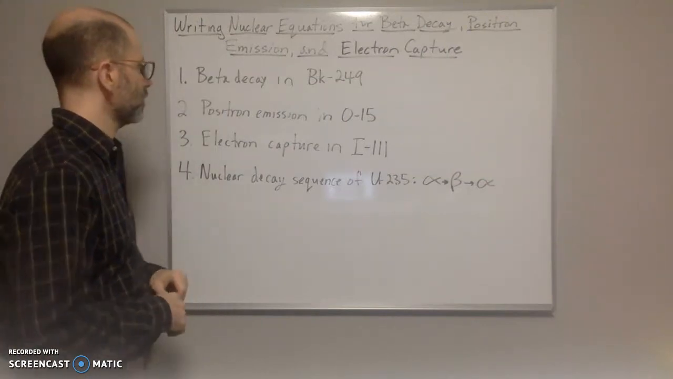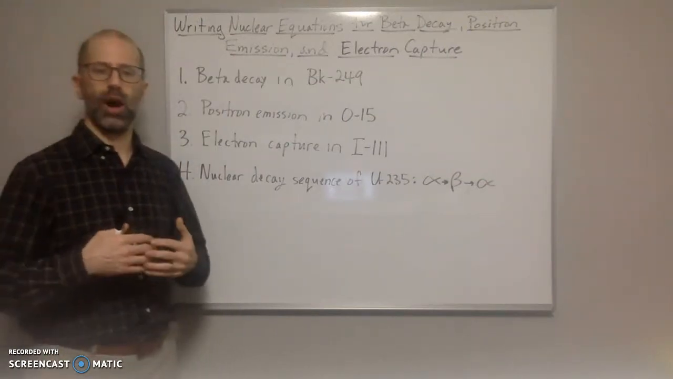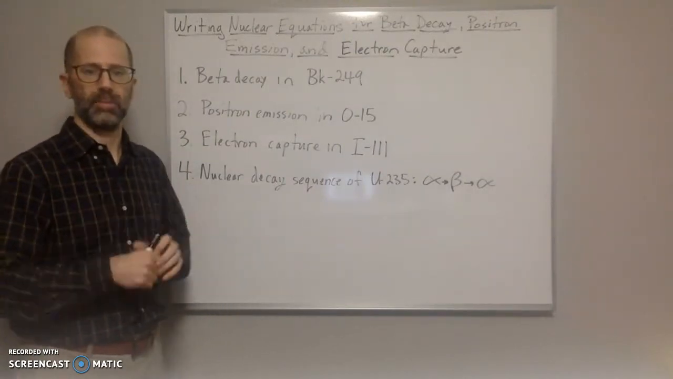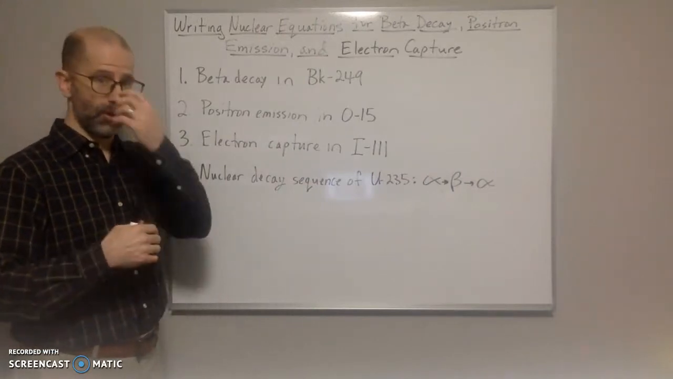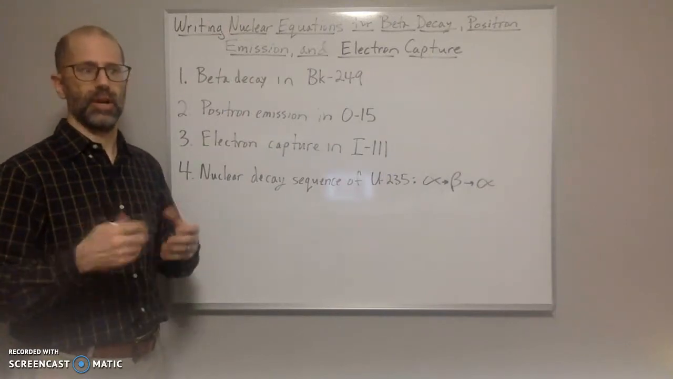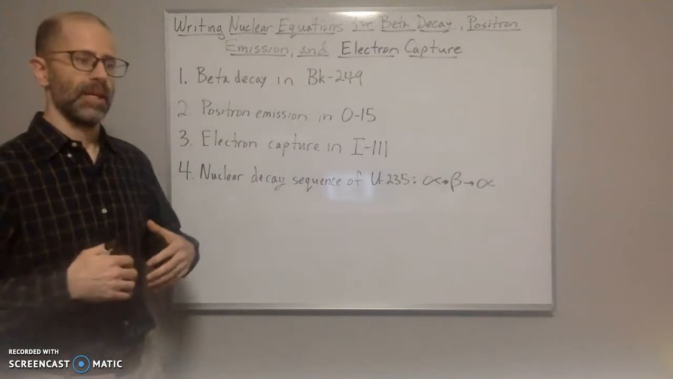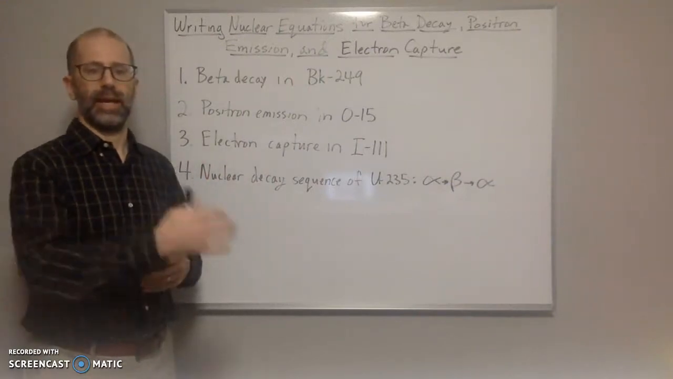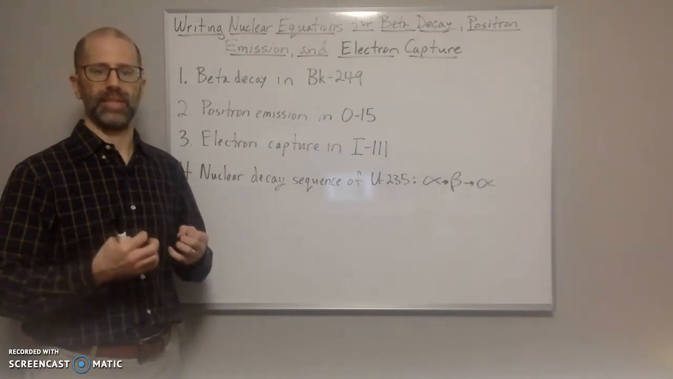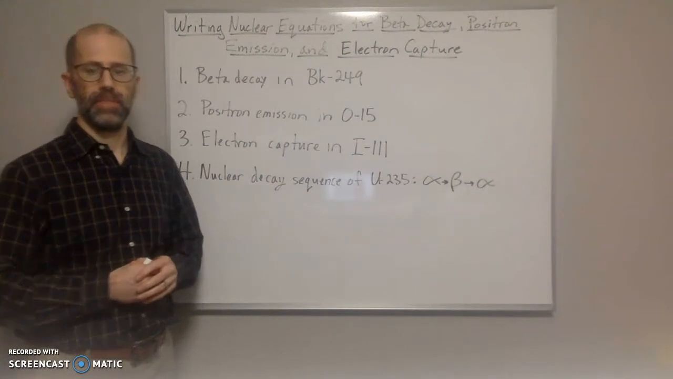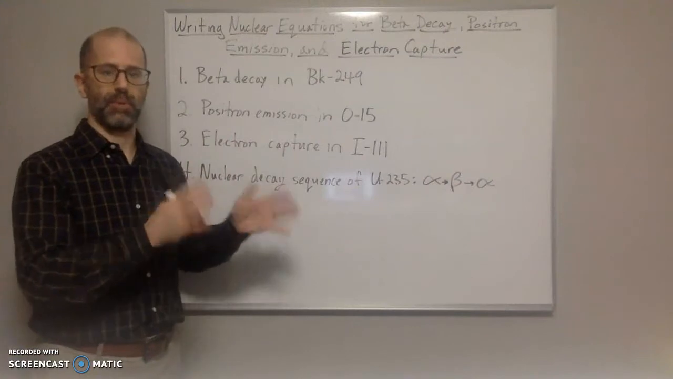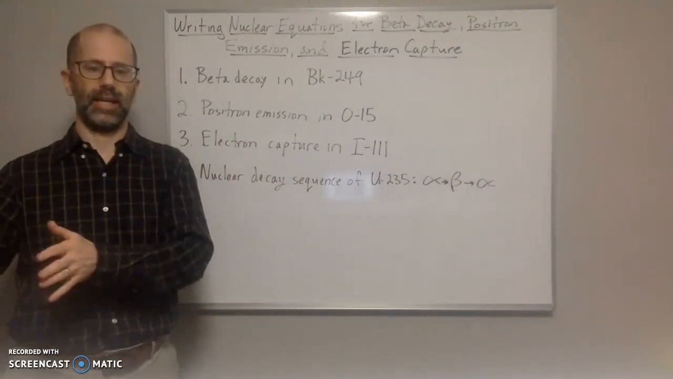So beta decay is where you are emitting an electron, and the reason you emit an electron from the atom is because a neutron breaks down into a proton and an electron.